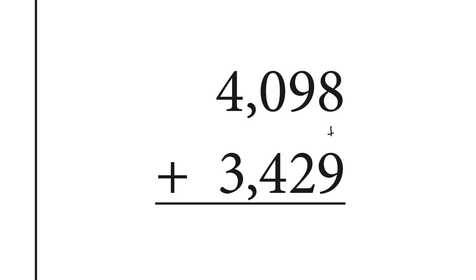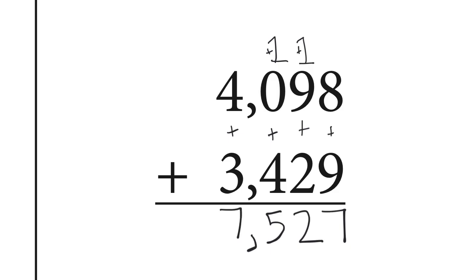8 plus 9 is 17. Make sure you carry the 1. 9 plus 2 is 11. Add the 1, 12. Carry the 1. 4 plus 0 is 4, plus 1, 5. 3 plus 4, 7. There's nothing up here to add on to, so that just stays a 7, okay?